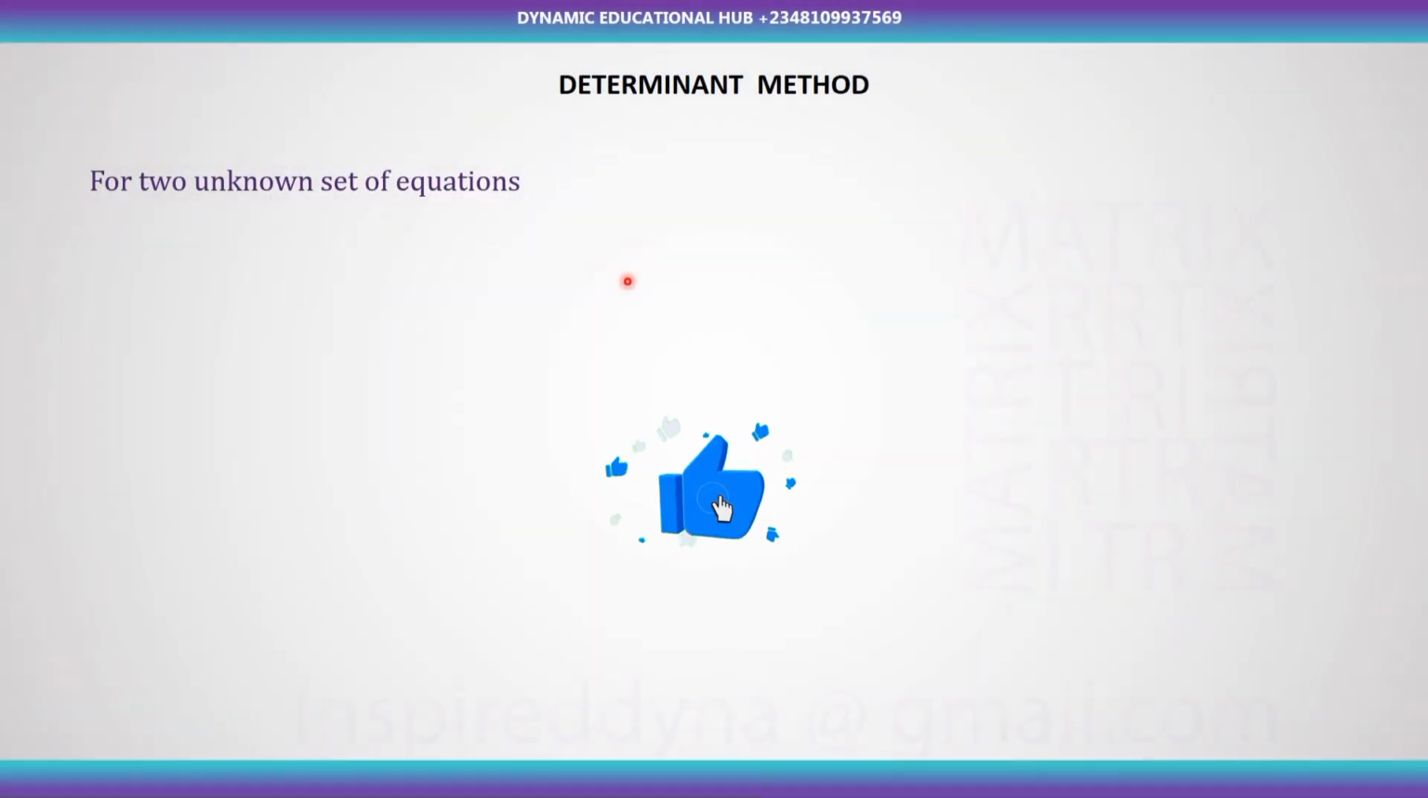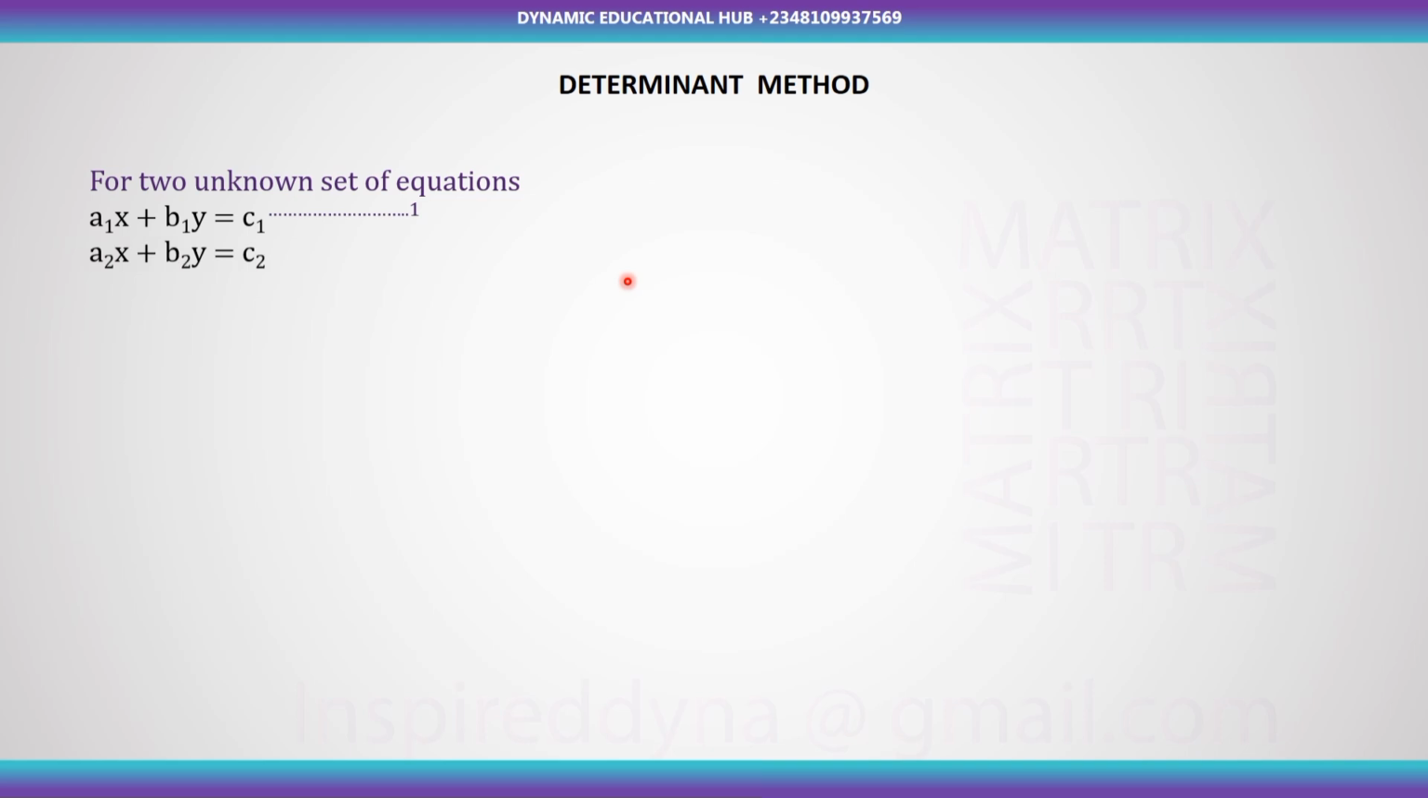The first thing we want to do is get the background knowledge of the determinant method. So let's have a set of linear equations having 2 unknowns. We have a1x plus b1y equals c1, let's call it equation 1, and a2x plus b2y equals c2, let's call it equation 2.